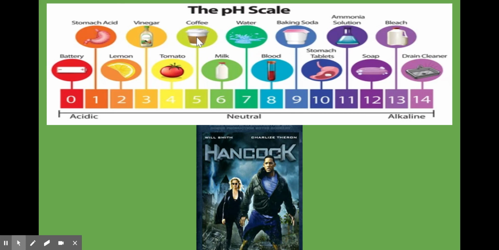So for example, things like coffee. You have blood running through your body. You can eat ketchup. You can have a lemon. You can touch soap and you're totally fine. But the further away you get out here, like you shouldn't drink bleach or cleaner. Probably battery acid would not be a good thing to taste. It becomes a very strong acid or a very strong base. So we need to recognize the strength and weakness within the pH scale.